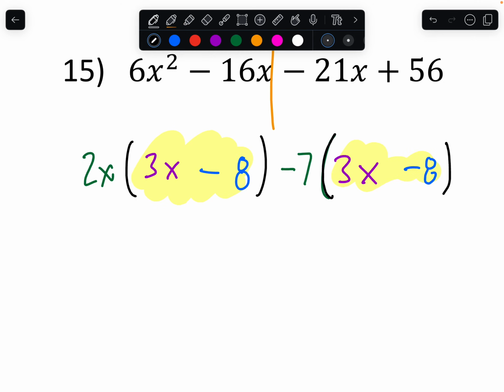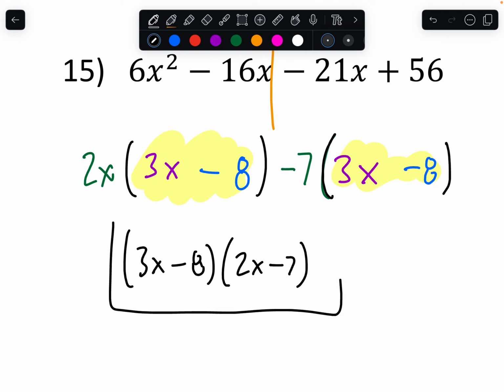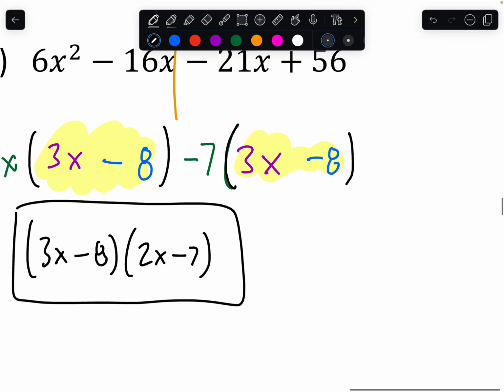And then those parts that are the same come out, 3x minus 8. And then the leftovers, which is the 2x and the minus 7. So there's our factor grouping. You can also write those in the other order if you want, it does not matter. The 2x minus 7 can go first, and the 3x minus 8 goes second.